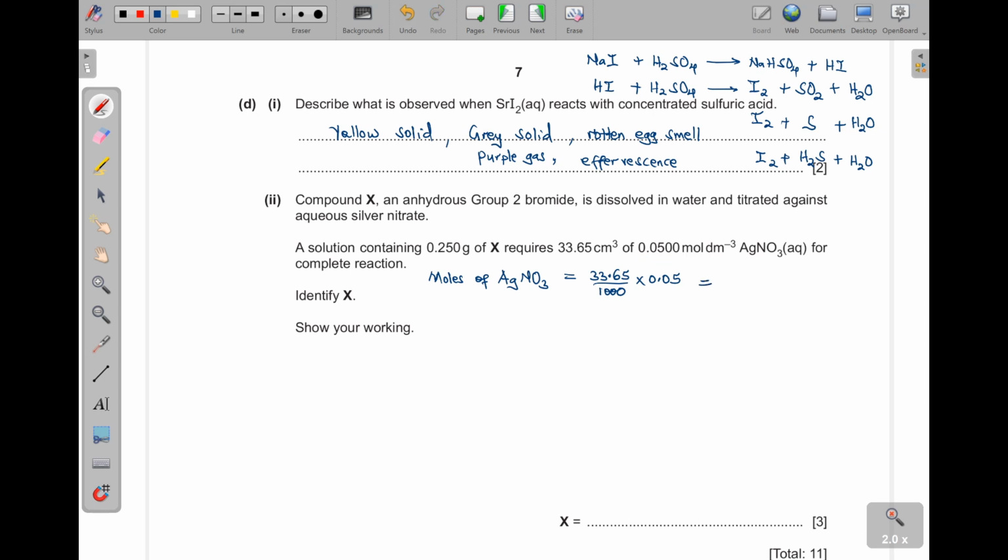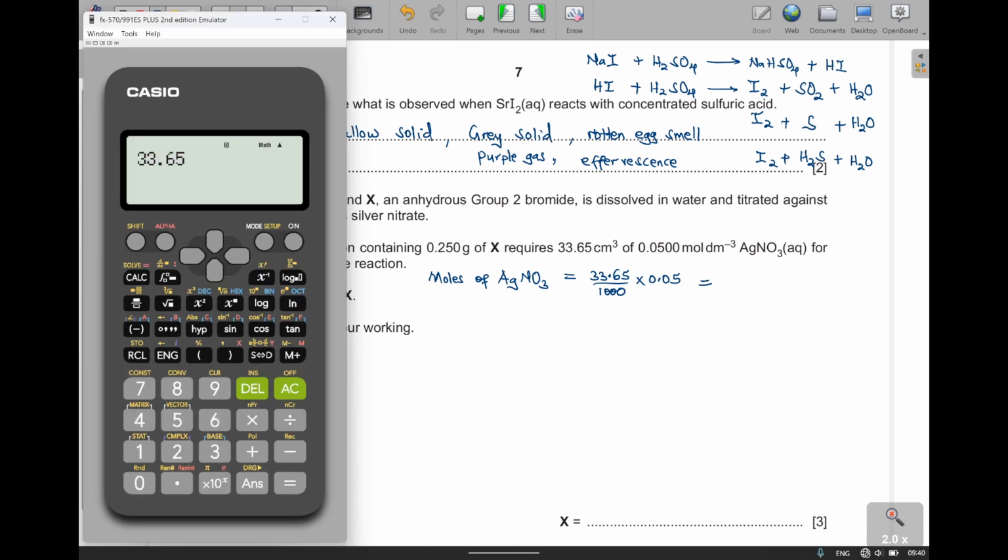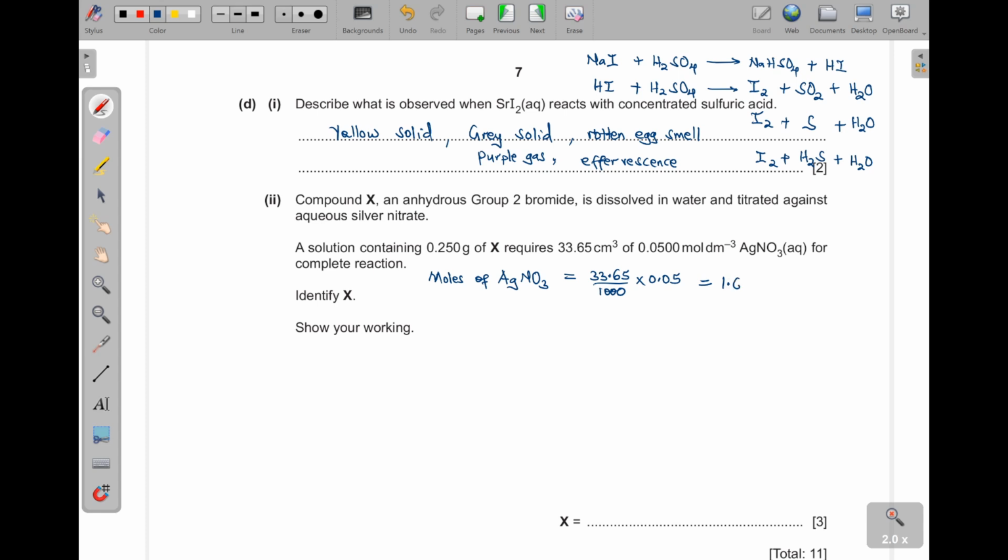So what do we get here? 33.65 times 0.05, then divide by 1000. This one gives us 1.6825 times 10 to power negative 3 moles.